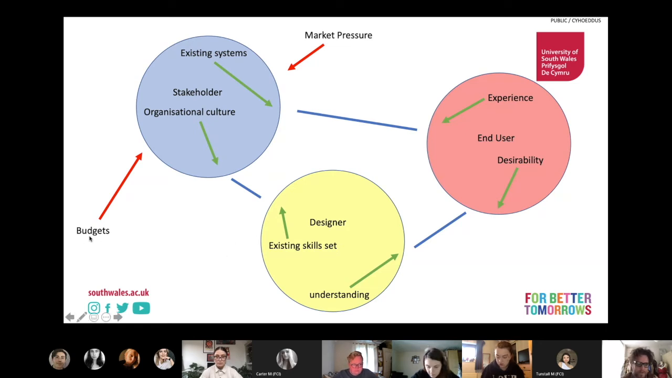And then, of course, we have budgets. Budgets specifically focus on things like cash flow and money, but they might also look at things like access to workforce, retention of workforce, things like that.